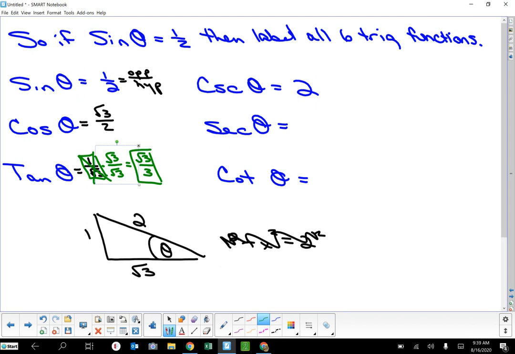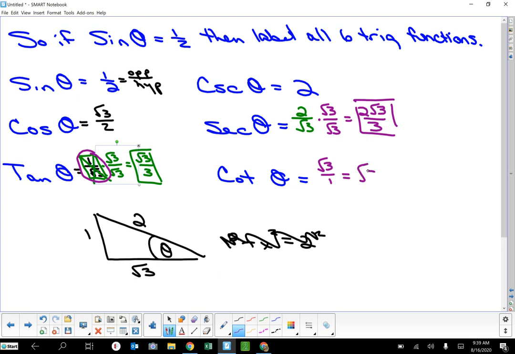Now, some you might have to fix. Cosine, for example, when you flip it for secant, you get 2 over radical 3. Well, again, there's some rationalization that has to take place. So times rad 3, you get 2 rad 3/3. That's going to be your answer. Cotangent, if you flip this guy, you get rad 3/1, and that's just radical 3. Okay? So that's how those are going to work out for you.